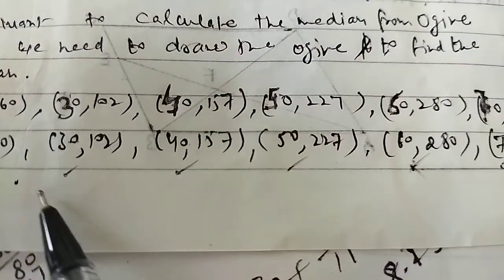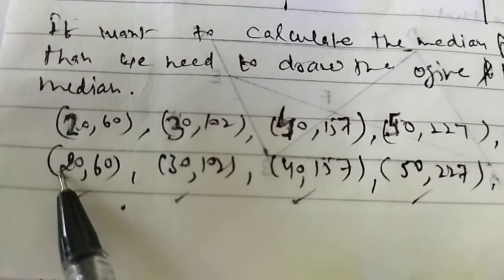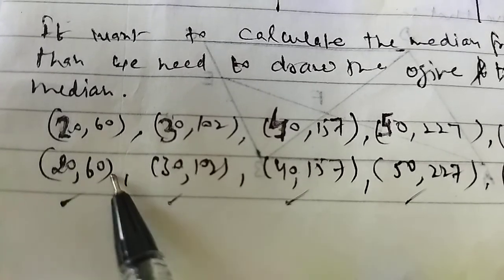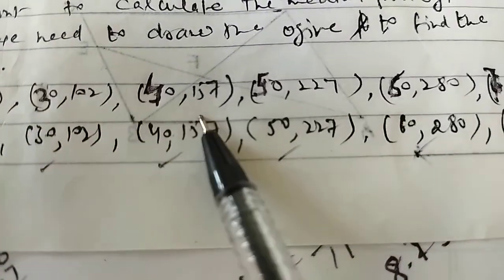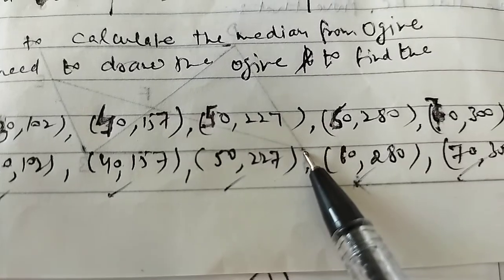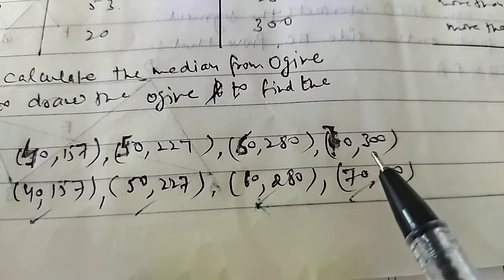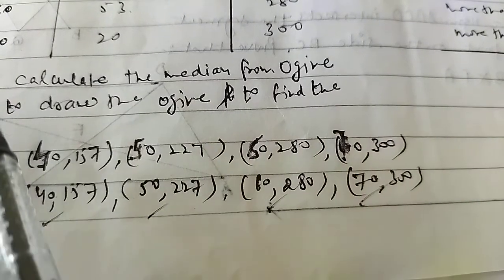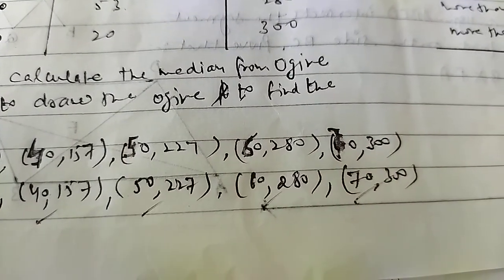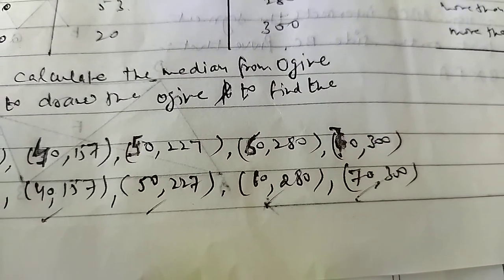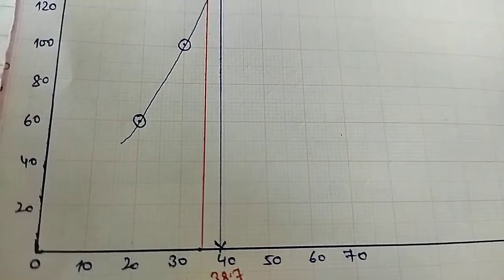So here are the coordinates ready to draw: 20, 60, 30, 102, 40, 157, 50, 227, 60, 280, 70, 300. Now you have to take one graph paper, and in that you need to draw these. For your reference, this is the graph I have taken here. You can see this.